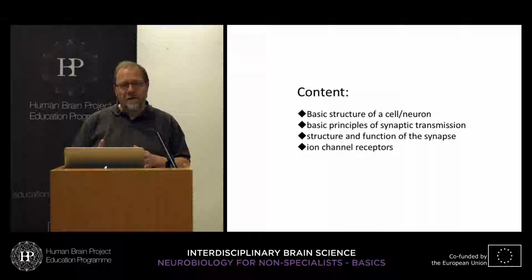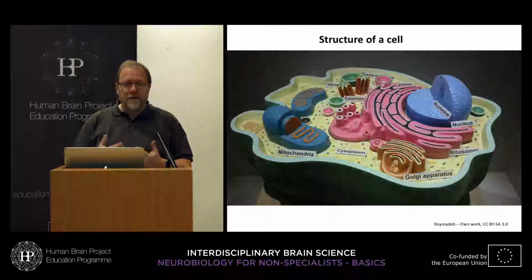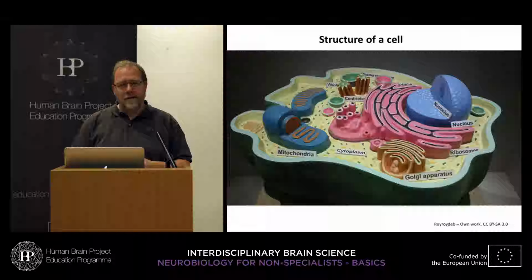Then we will talk about principles of synaptic transmission, structure and function of the synapse, and we will talk about ion channels, at least about a subgroup of ion channels, the ligand-gated ion channels. So in general, we have to deal with cells, living cells. So a neuron and glial cells, which we find in the brain and in the nervous system, function and work in their principle like other cells.